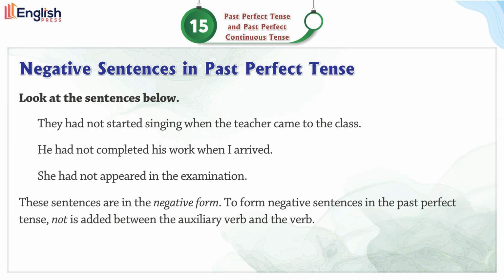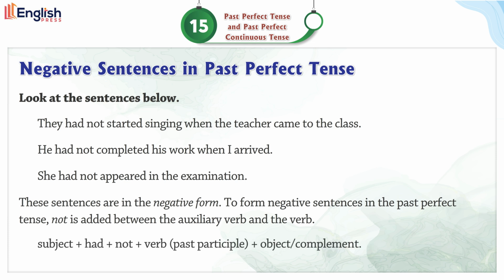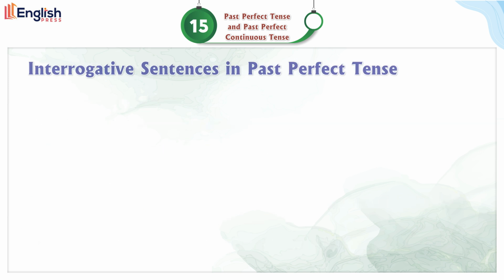To form negative sentences in the past perfect tense, not is added between the auxiliary verb and the verb. Subject plus had plus not plus verb, that is past participle, plus object or complement.